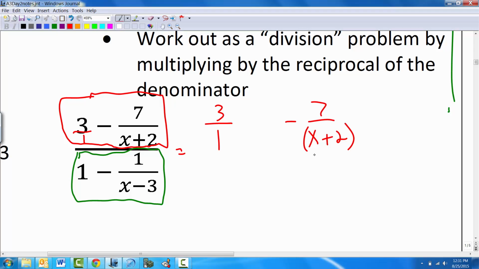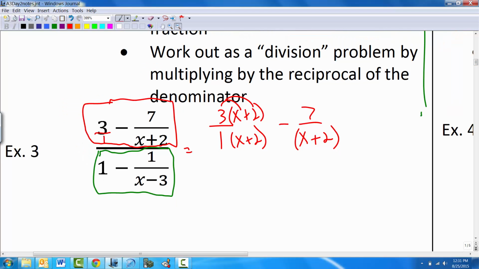So what is the LCD of the red? What's the LCD? Just x plus 2. It's not a big deal. So how do I get a common denominator? Well, this is fine. What do I have to multiply this by? An x plus 2. And then what we'll have after this, I'm going to distribute and add the numerator. We will have this as one fraction right off the bat.